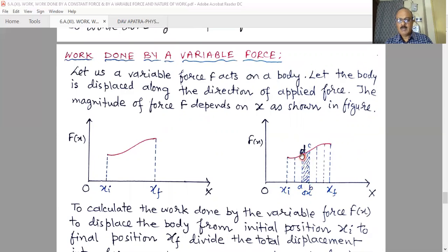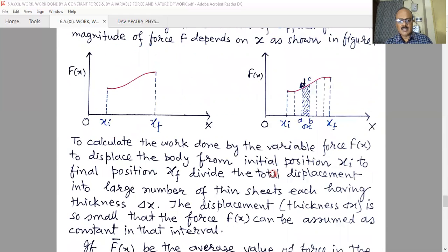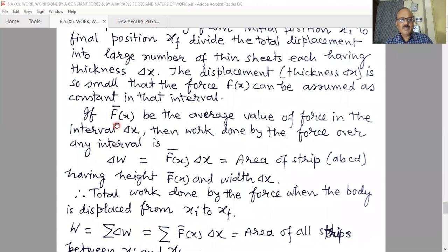Now, force into displacement: it is the value of the force, and it is the displacement. It is nothing but an area, and we can consider it a rectangular area, and then we can multiply delta x and F(x). That is the area of the strip, and that is nothing but the work done dW for the very small displacement delta x. If F bar(x) is the average value of force in the interval, delta x is very small, and therefore it may be considered as a constant.